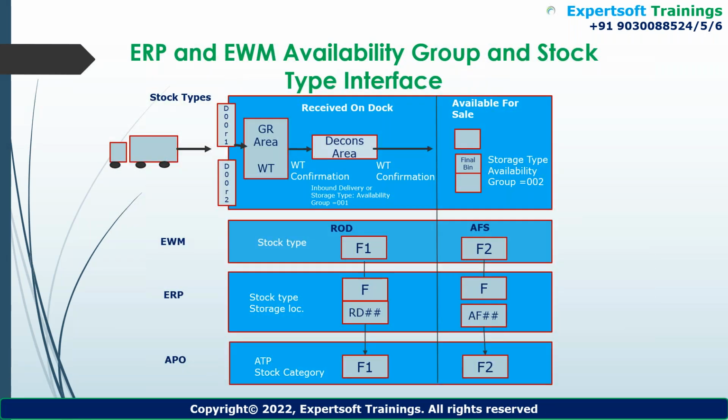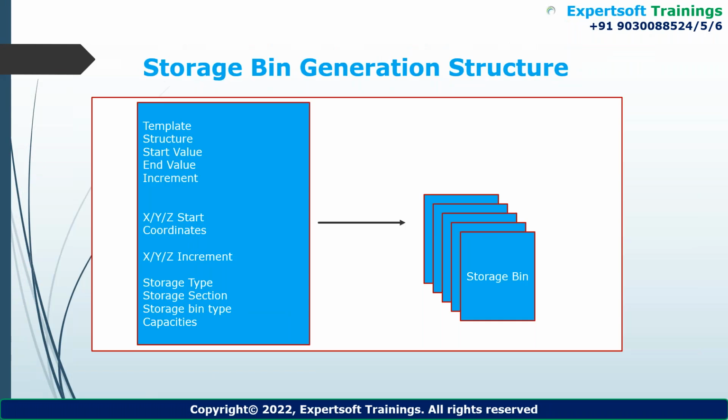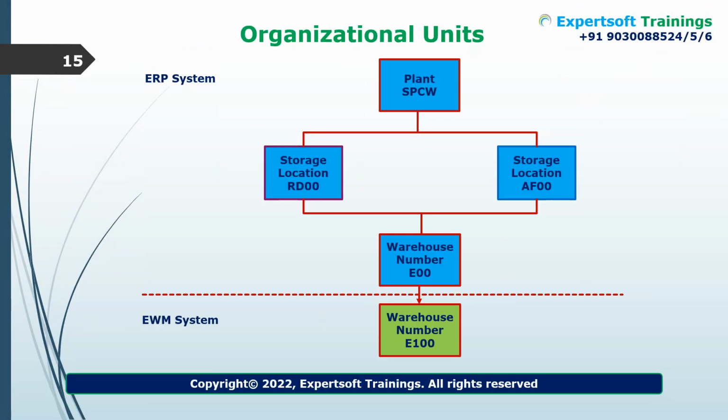Then you have another concept called availability group. In our previous slide, I showed you that we have two storage locations in warehouse management. One is your receive and dock storage location, another is available for sales. Now you can ask me why there are two storage locations. The business scenario is that you need a bifurcation of where you want to pick the stock to send it to the customer.